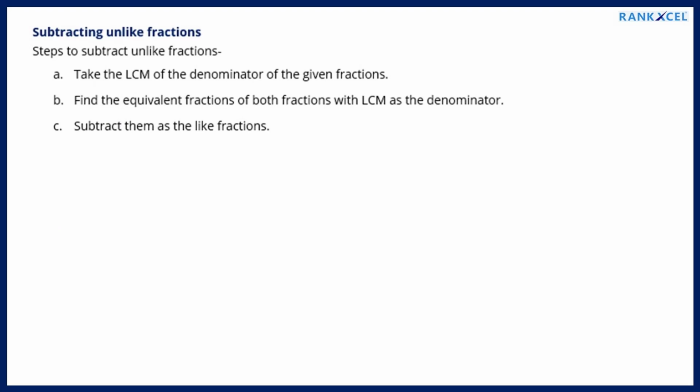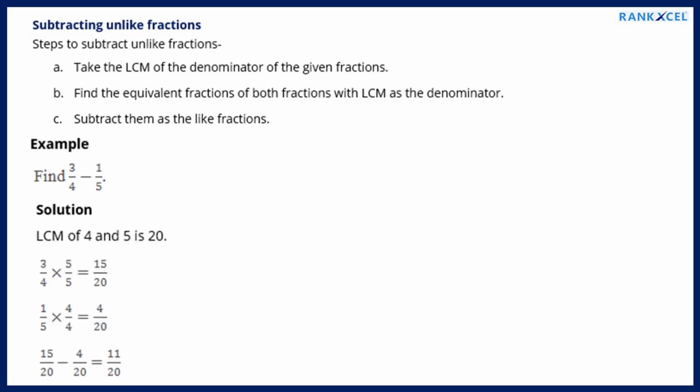Four. Subtracting unlike fractions. Steps to subtract unlike fractions. A. Take the LCM of the denominators of the given fractions. B. Find the equivalent fractions of both fractions with the LCM as the denominator. C. Subtract them as like fractions. Example. Find 3/4 minus 1/5. Solution. The LCM of 4 and 5 is 20.